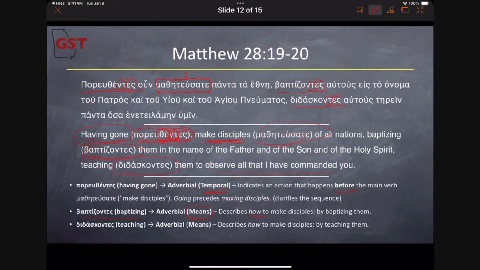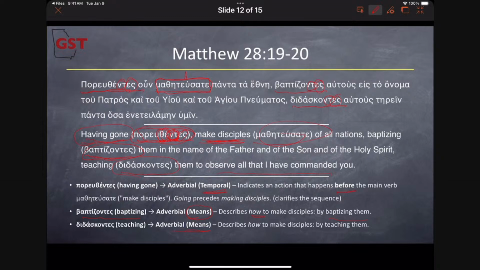Well, how do you make a disciple? Well, you baptize them. Where poreuthentes says that in order to make disciples, we have to go, baptizontes says that in order to make disciples, we have to baptize them. It's the means by which they become disciples. Didascontes is also an adverbial of means, describing how you make disciples by teaching them. And I would say it describes how you keep disciples by teaching them. I think. So this is adverbial, three different usages in one verse. I wanted to highlight it just to give you a feel for that. Does that make sense, guys?